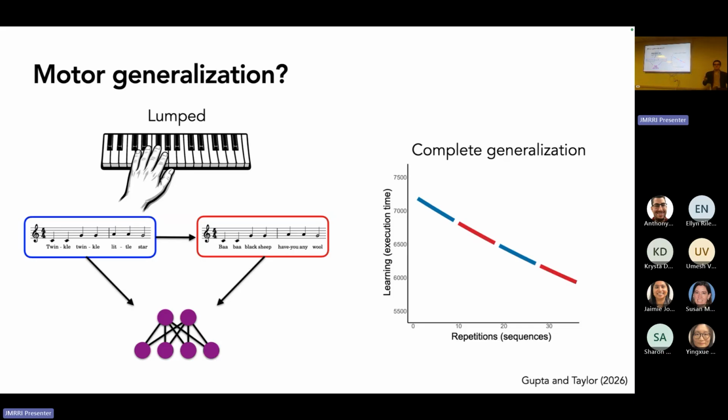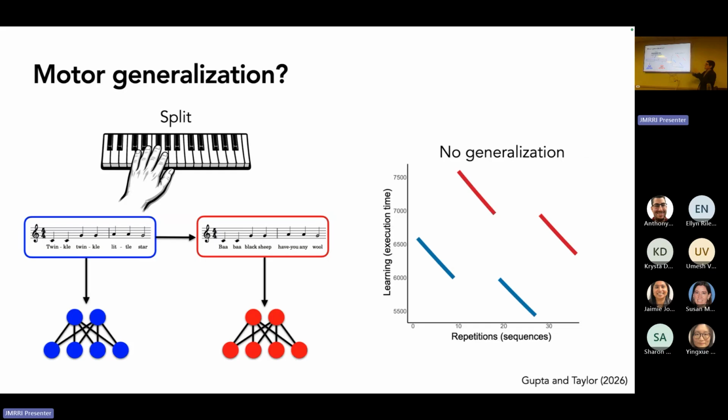But if for some reason the lyrics are strong enough to contextually separate these, and she doesn't think they're similar, then she would get no generalization. She would create a split representation. Twinkle Twinkle Little Star is in one little network, and Baa Baa Black Sheep is here. And so whatever learning she had for Twinkle Twinkle Little Star would not generalize to Baa Baa Black Sheep, and they'd have their own learning functions.